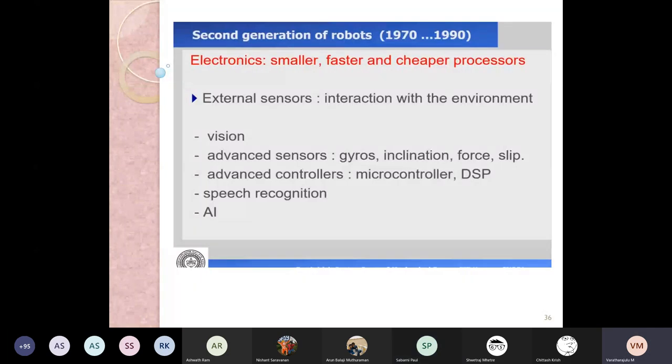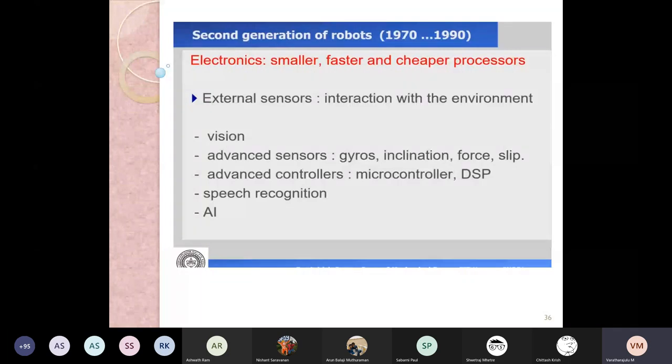Think about the various joints in our human anatomy. Based on those joints, how many degrees of freedom does each have? Please think. When we talk about degrees of freedom, we will revisit it with respect to human anatomy. And smaller, faster and cheaper processors came during the late 90s, and with the involvement of sensors, we are in the present state.